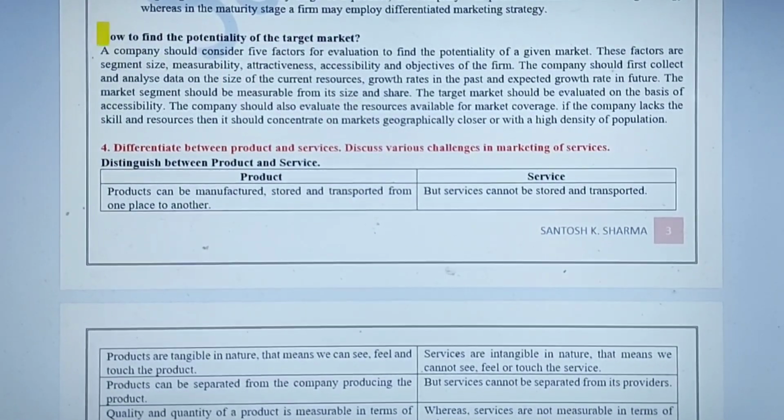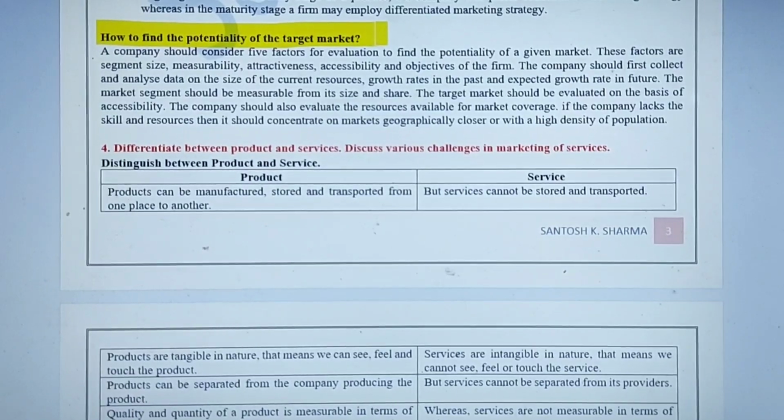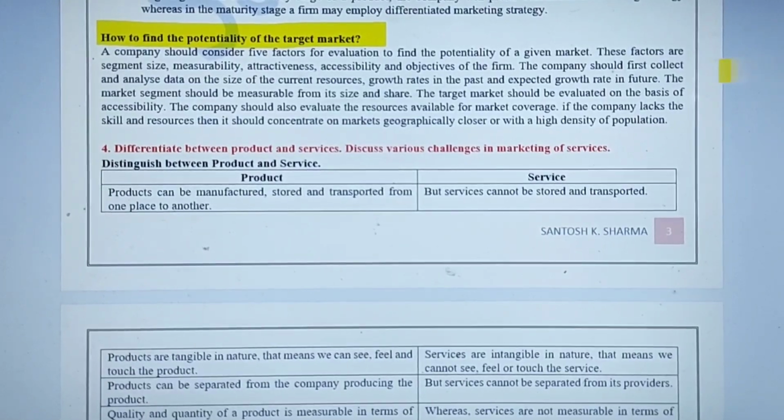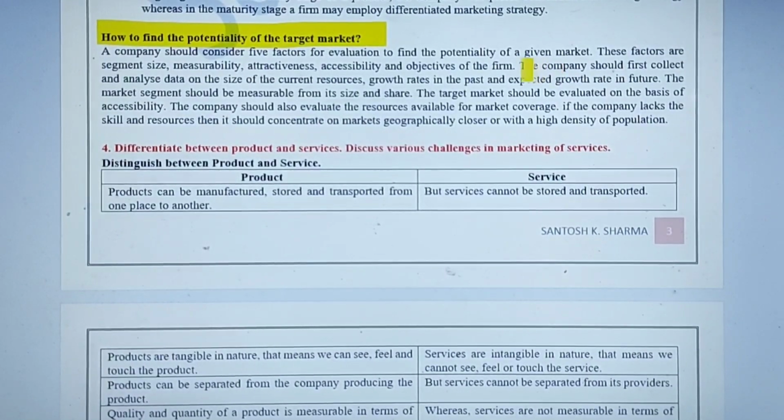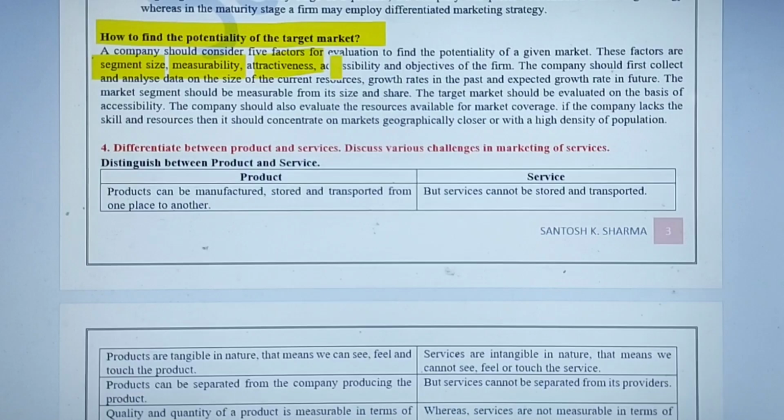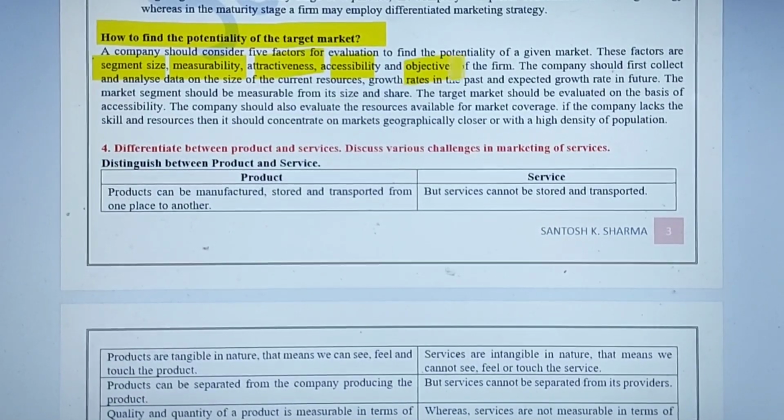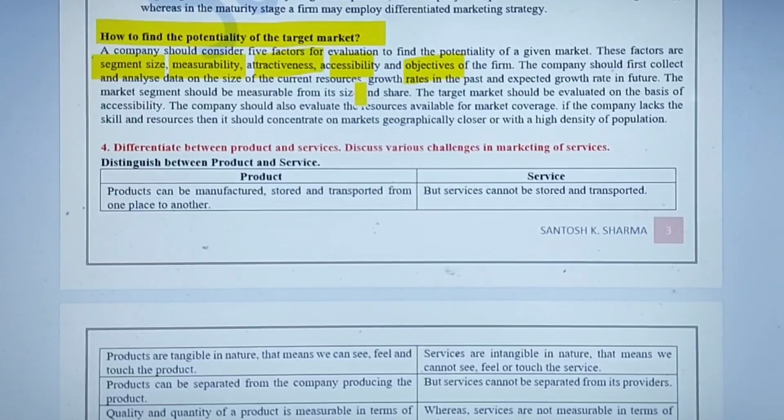Now, how to find the potentiality of a target market? This is also a very unique question. Basically the company makes an analysis of factors like segment size, measurability, attractiveness, accessibility, objectives. All these factors are considered before finding how much potential the target market has.